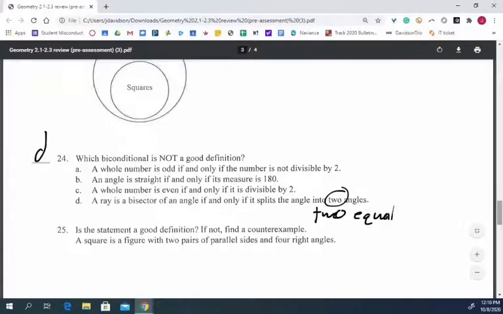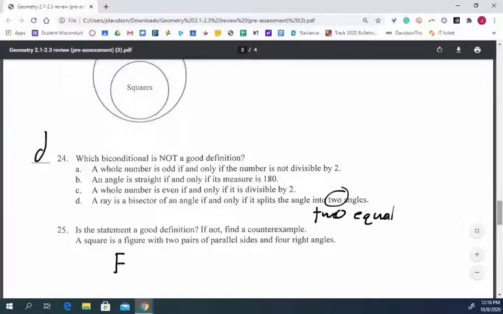Is the statement a good definition? If not, provide a counterexample. A square is a figure with two parallel sides and four right angles. If it has two parallel sides and four right angles, then it is a square. True or false? False. Well, what's a good counterexample? How is it false?